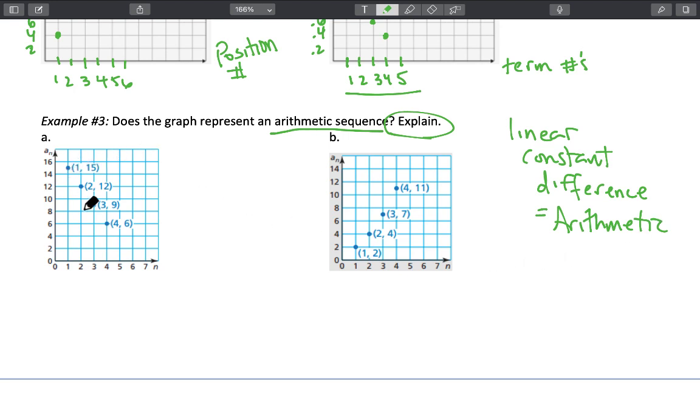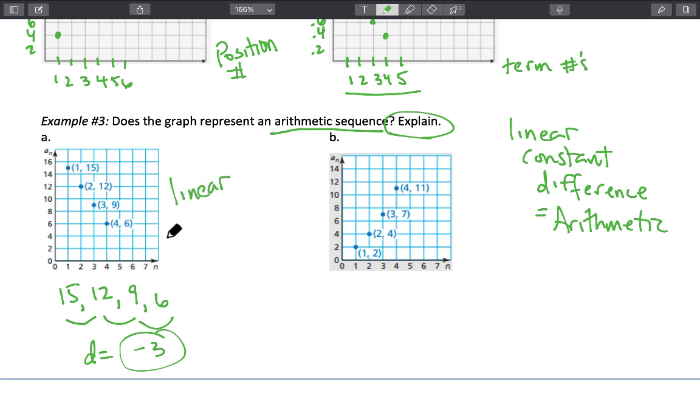So let's take a look at our first one here in 1a. We see that the first term is 15, the second term is 12, the third term is 9, and the fourth term is 6. Notice that I'm just listing the y-coordinates. Those y-coordinates are the value of the term. So it looks like it's going down by 3 each time. It has a constant difference of -3. So I'm going to say yes, this is a linear graph, and therefore it's an arithmetic sequence.